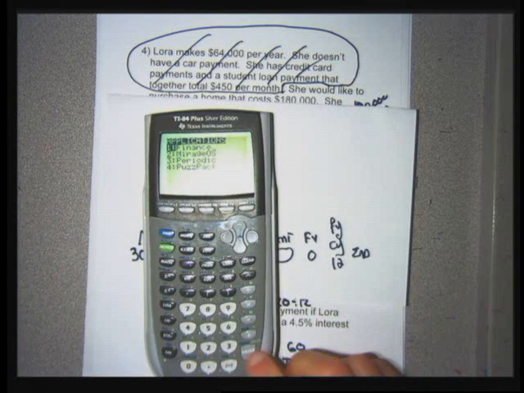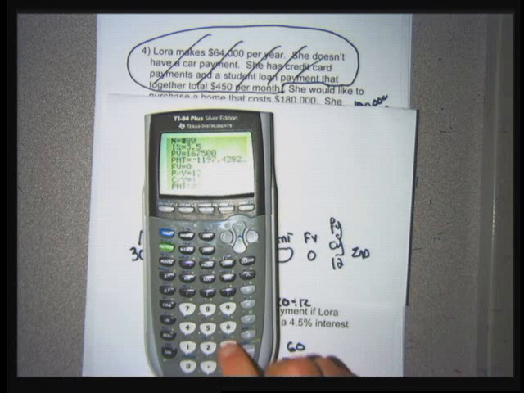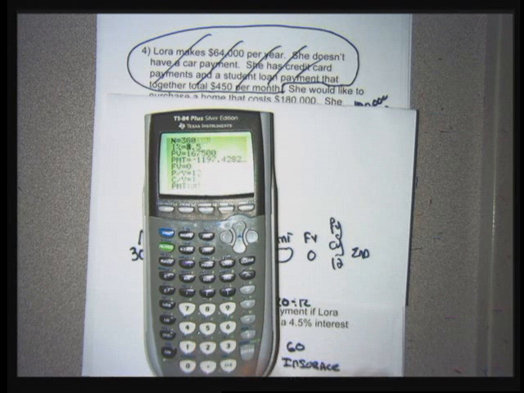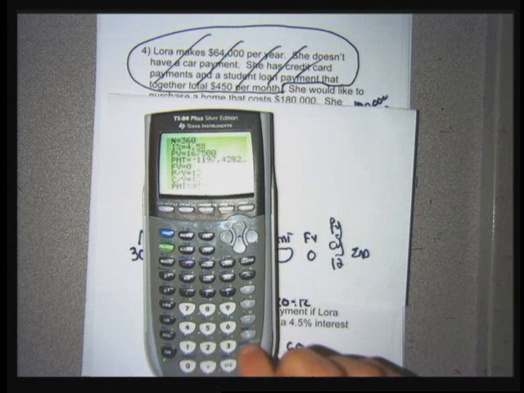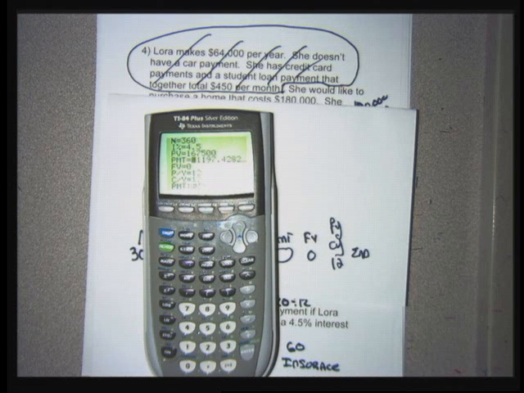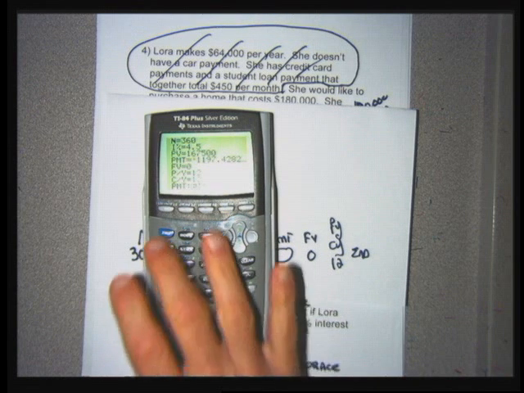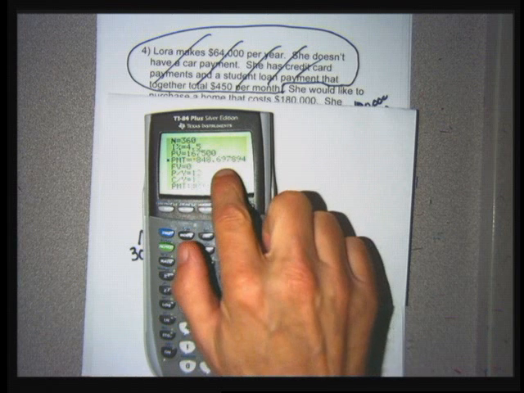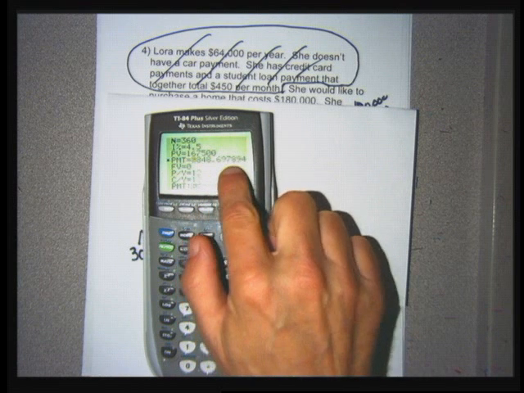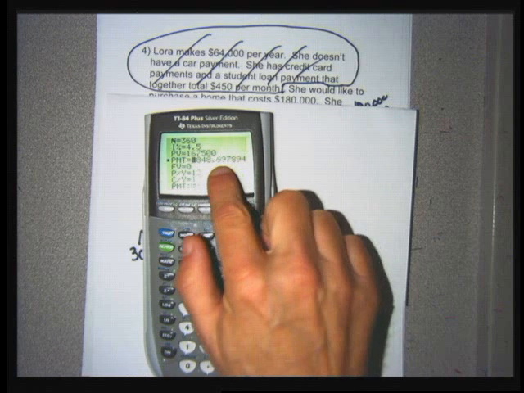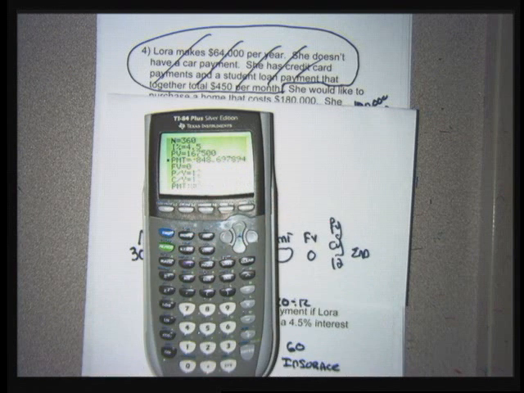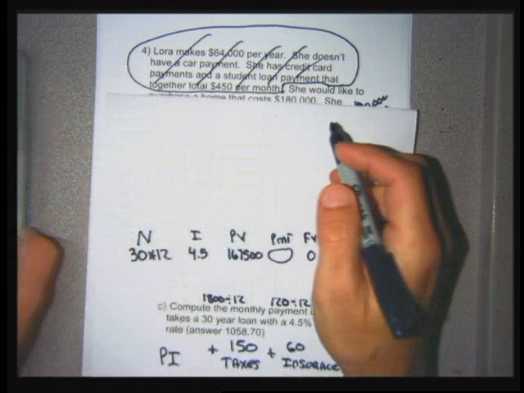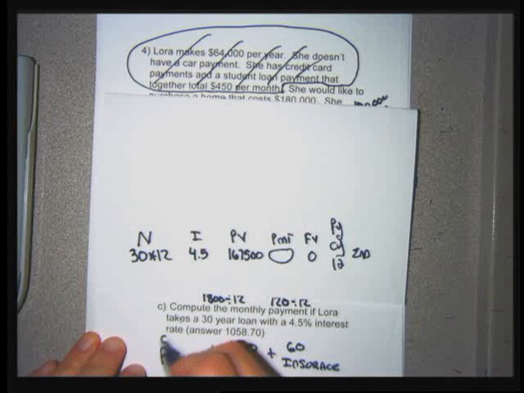So I go Apps, Finance, Enter. For N, I'm typing 30 times 12. I can see the 360, 4.5 for the interest rate, 167.5 for the present value, 0, 12, and 12, an end. And now I solve for payment by hitting Alpha and Enter, and I get $848, and I'm going to round that to 70 cents. 0.697, the 7 rounds the 9 up to a 10, which rounds the 6 up to a 7. So I'm going to write $848.70 for the principal and interest portion of her payment.